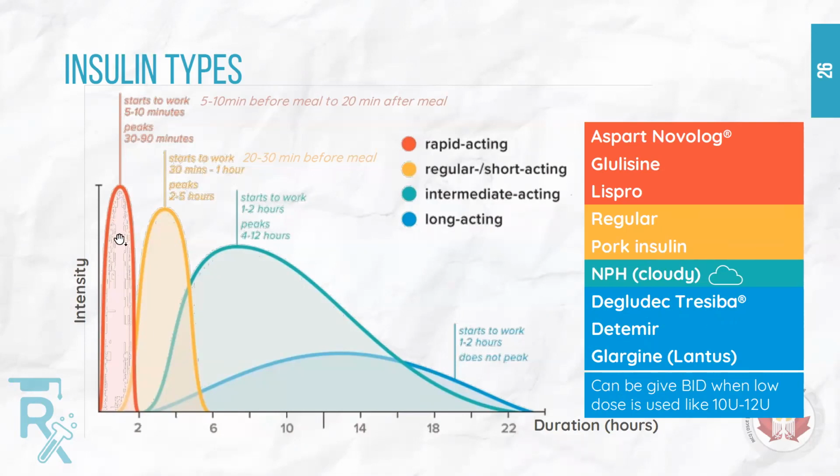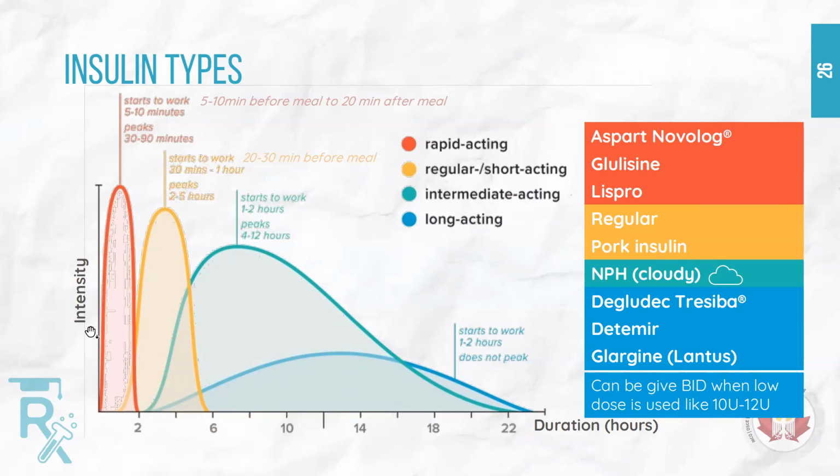this one, the red one, the rapid acting, will be taken right before meals because we said that it gives action in 10 minutes. This one will be taken half an hour to 1 hour before the meal. This one is unrelated to meals, taken twice daily. This one is taken mostly once daily, preferably at bedtime.